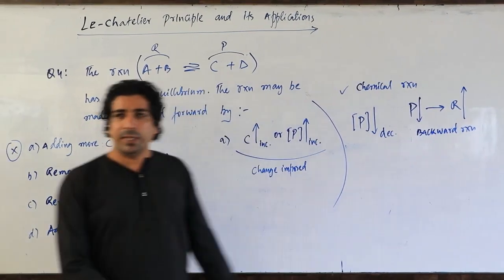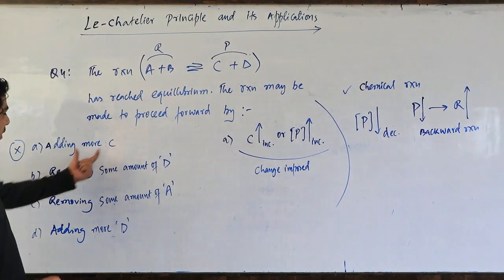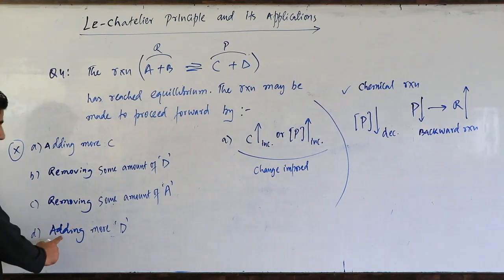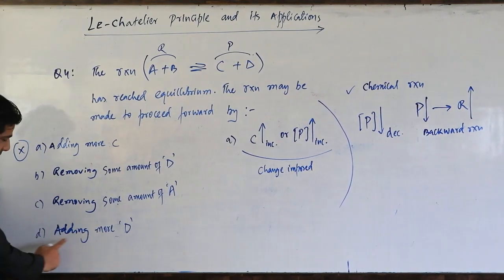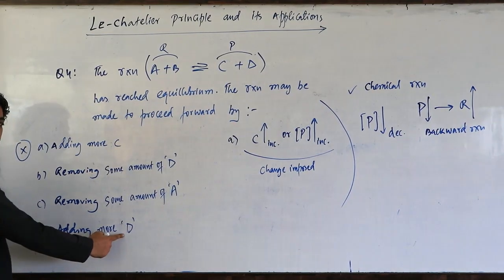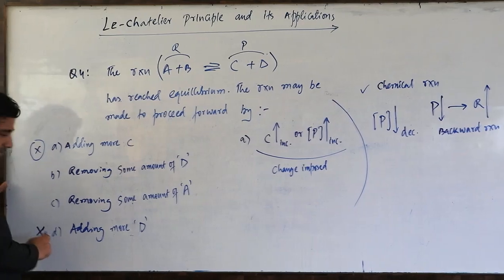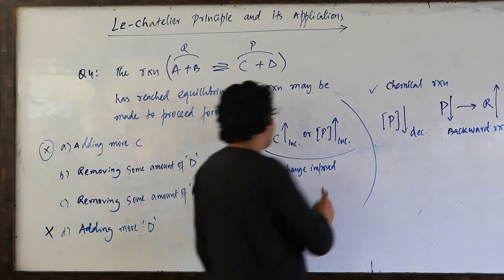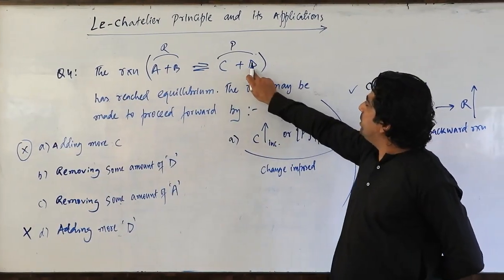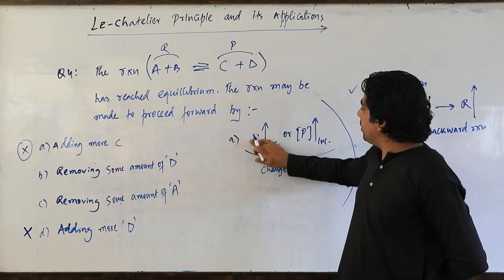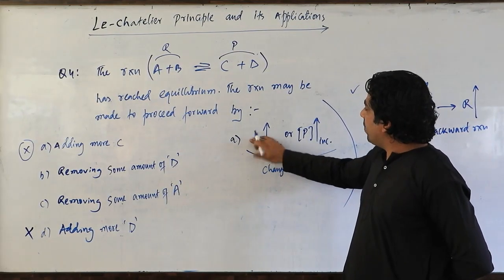Okay? And similar to the first one, if you look at the last one, adding more D. If you add more D, what will happen? Again the backward reaction will take place. The D option cannot be my answer. Let us try it. What is D? Tell me, my dear friends, what is D? D is a product. So in place of C, I will now write down D.